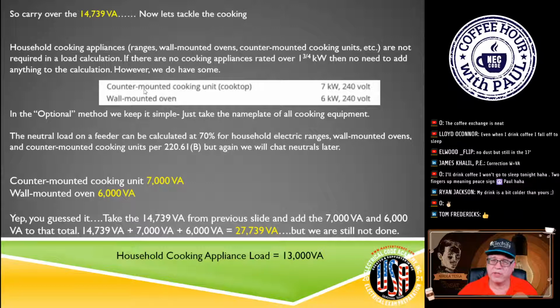Now we're going to deal with the cooking. Now here's another issue where it's dramatically different than the standard method. You don't have to worry about this 220.55. You don't have to worry about any of that. Tell you what you do. You just take the nameplate. That's it, okay? So in this case right here, we take the nameplate. We have one that is 7 and one that is 6.